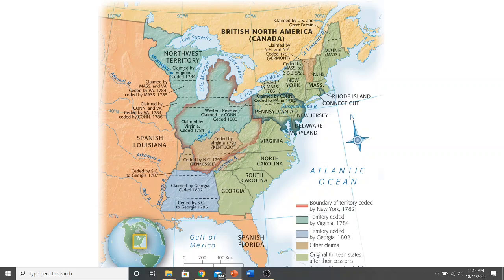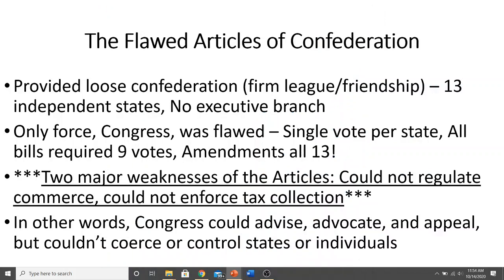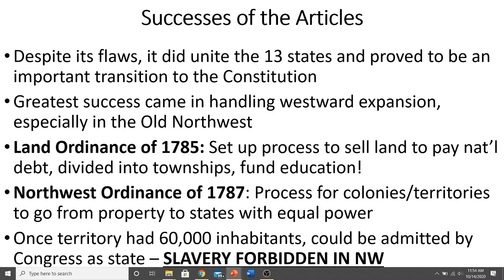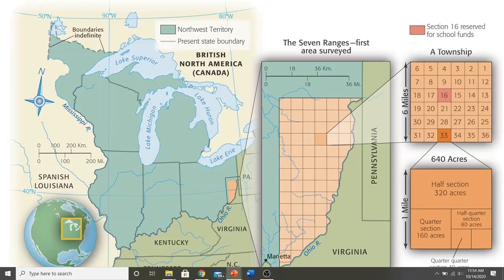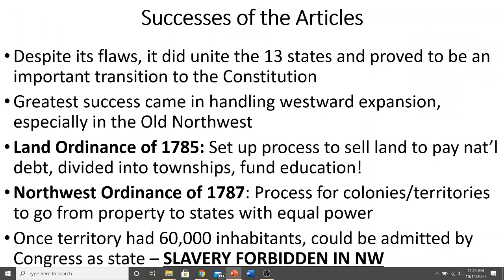So somehow the Articles, out of all the things it fails to do, is able to get them to agree upon that. So that land is given up to help pay off the national debt together. They divide it into townships, and they use the money that they raise not only to pay our debts off, but one of those, you can see under the 7 ranges first area surveyed, you see a township. The 16th little square in the larger squares, all that money that land sold for was to pay for public education, which is pretty cool because the South doesn't have public education till nearly 80 years later. So these northwestern states have education from early on.